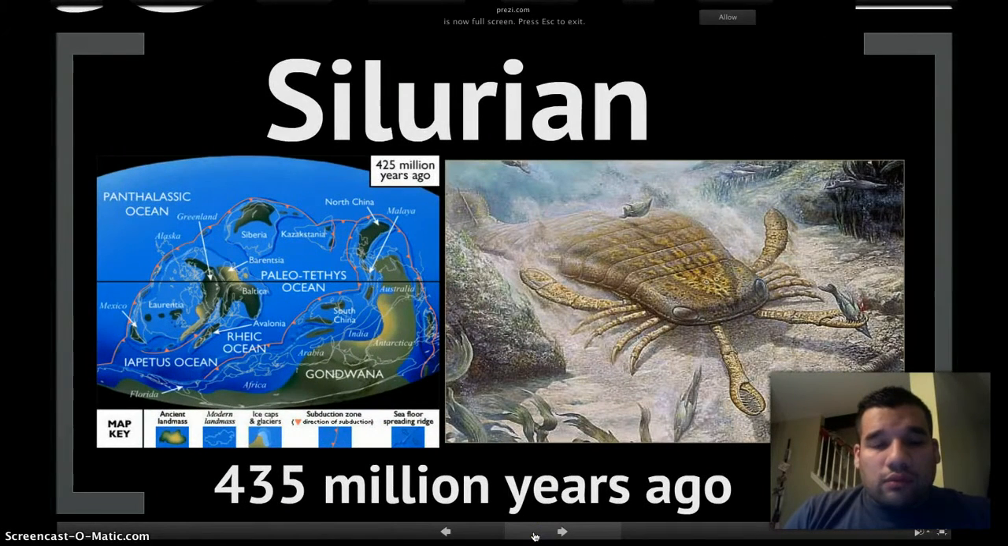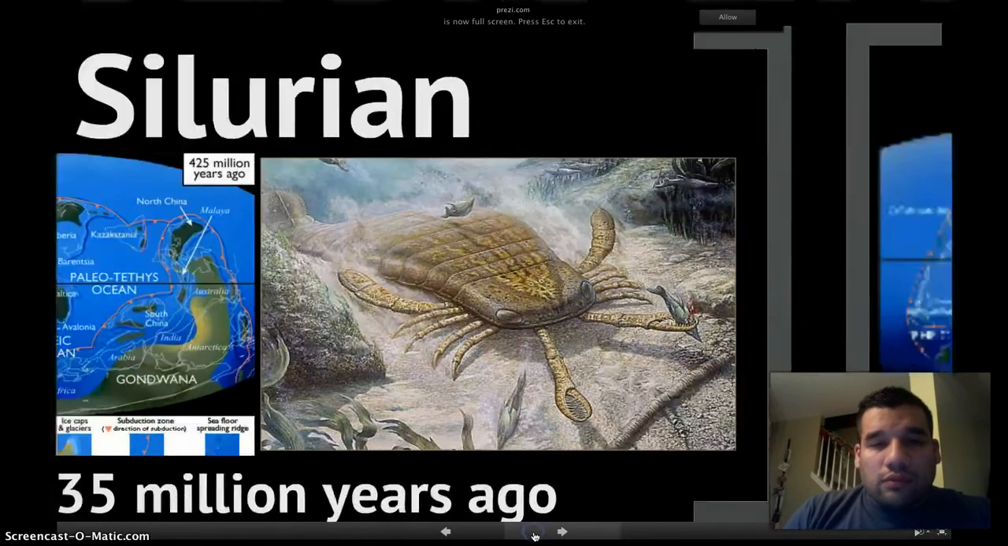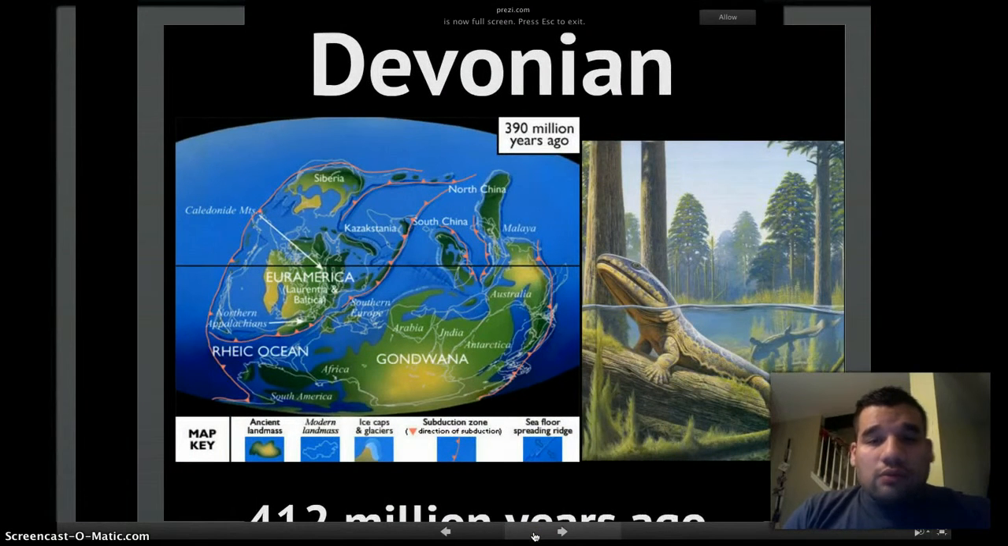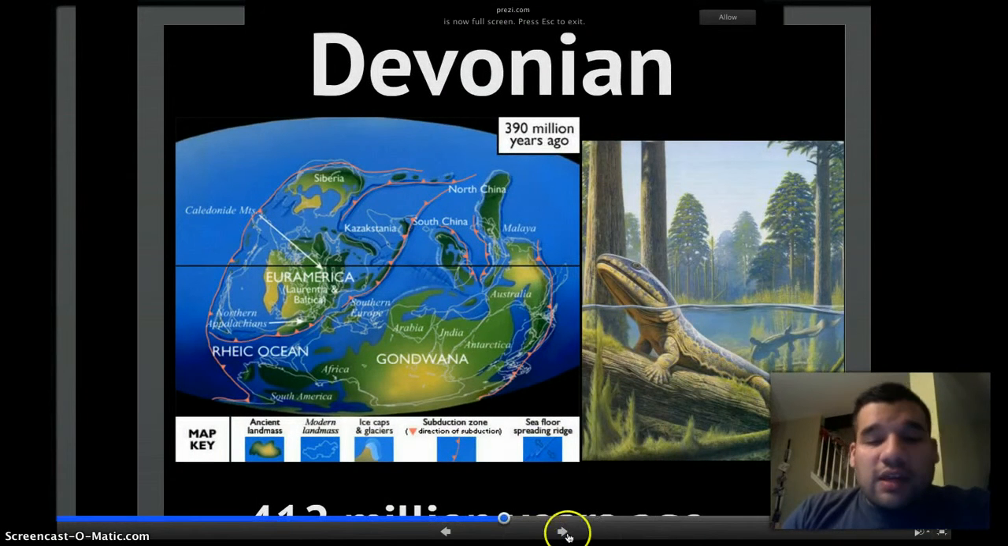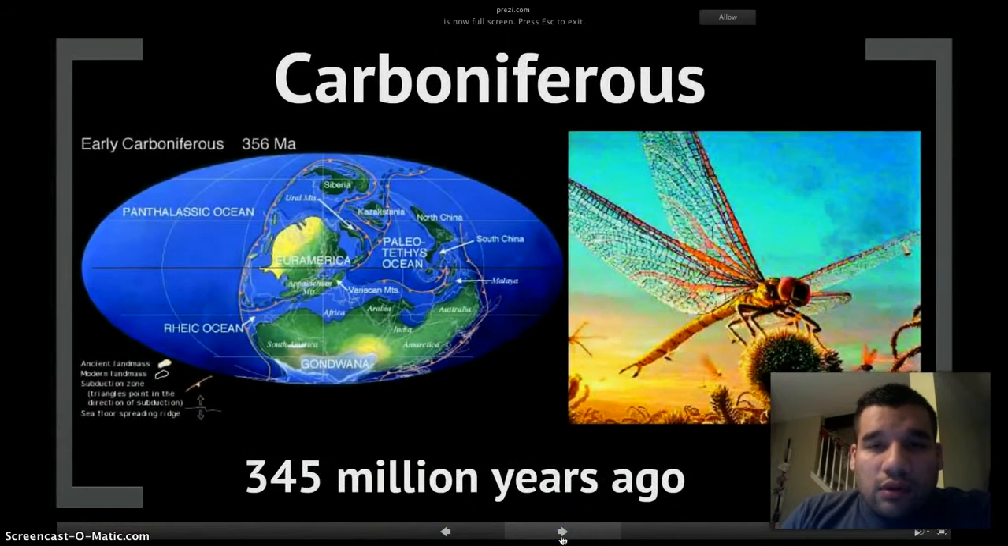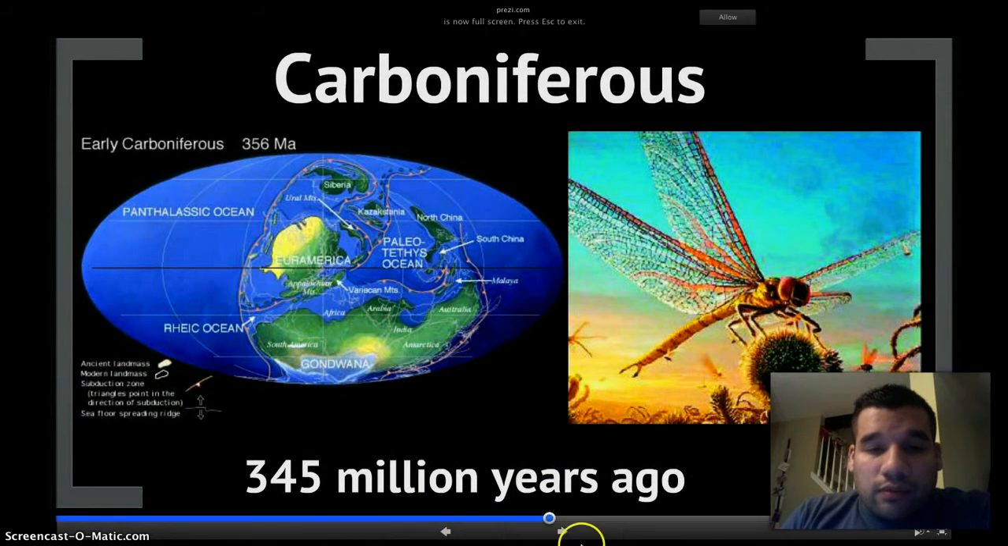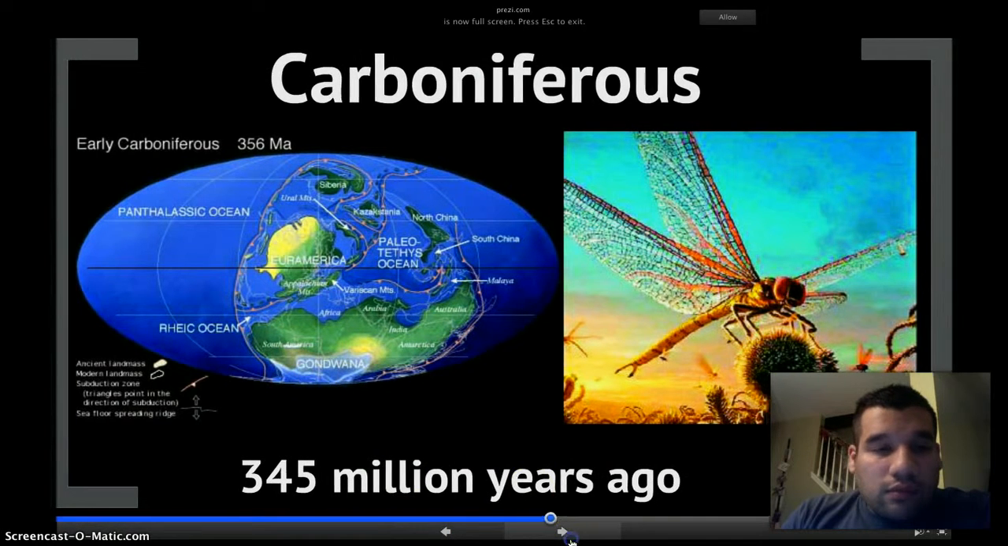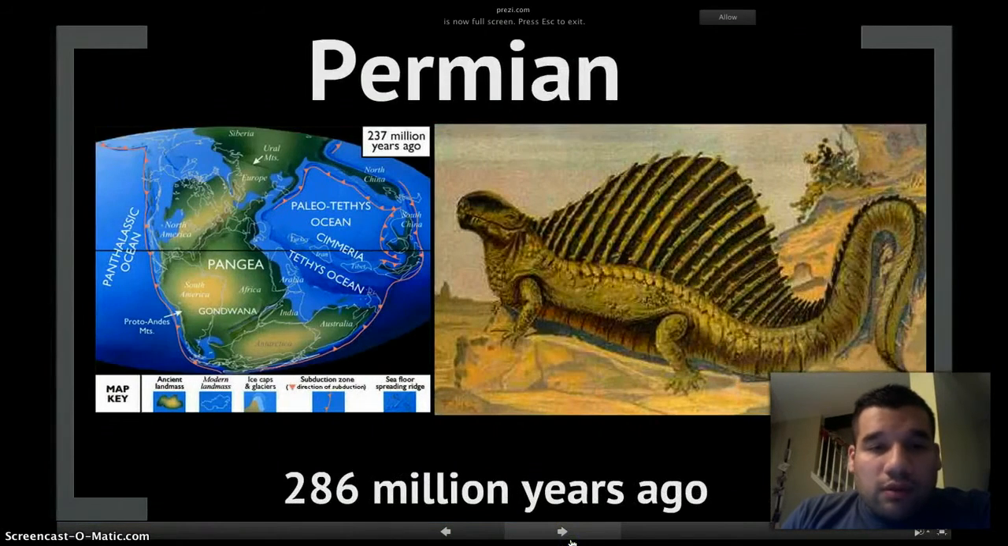Silurian. Devonian. Okay, this is sometimes referred to as the age of the fishes. The Carboniferous, we start to see insects. Okay, and here we have some of the supercontinents. Here's Gondwana, Euramerica. Permian, we have the supercontinent. We first start to see Pangaea.